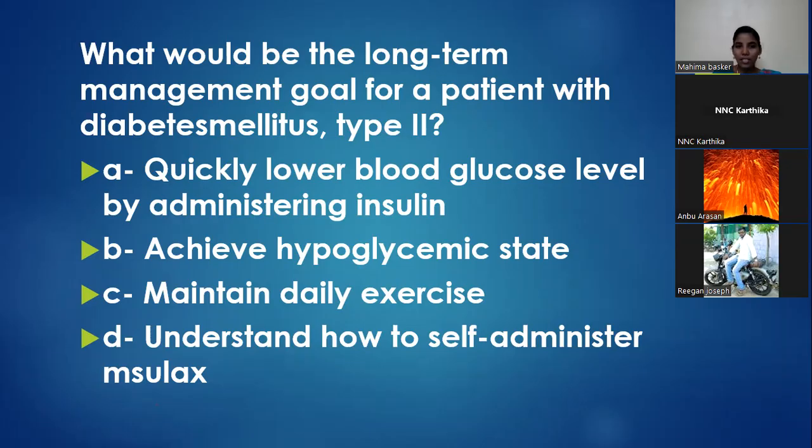So what will be the answer? Quickly lower blood glucose level by administering insulin, no, that does not come. Achieve hypoglycemic state, there is no related answer. So it will be maintain blood glucose only. Next, maintain daily exercises. They can do that long-term to reduce complications. Understand how to self-administer insulin, that is also under insulin, so it won't come. So C is the answer. Okay, very good. We'll move on to the next one.